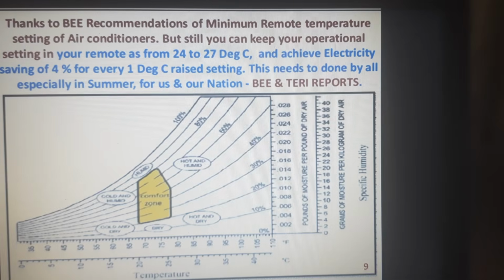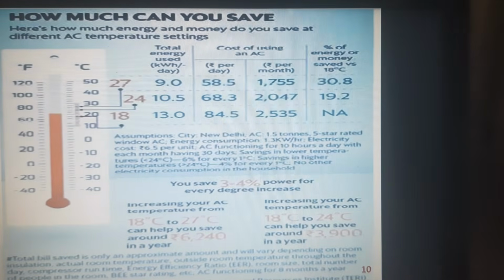In depth, the TERI report gives from 18 to 27 degrees, if the temperature room setting is changed, almost 30% savings is achieved. In depth, they have given a detailed analysis how the AC temperature setting on raising from 18 to 27, you can achieve the savings.